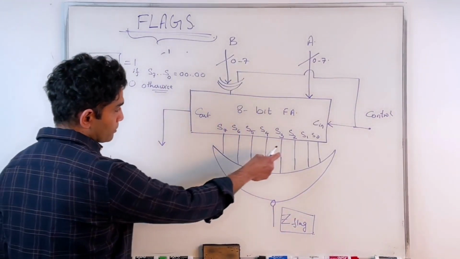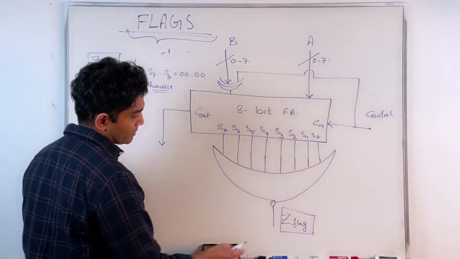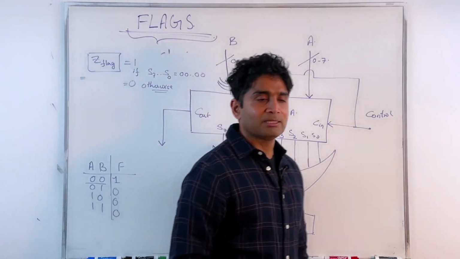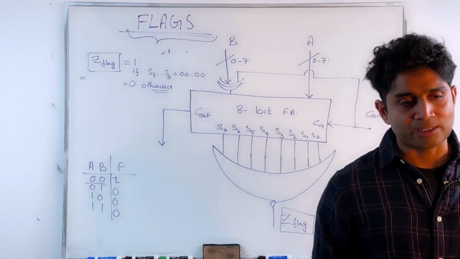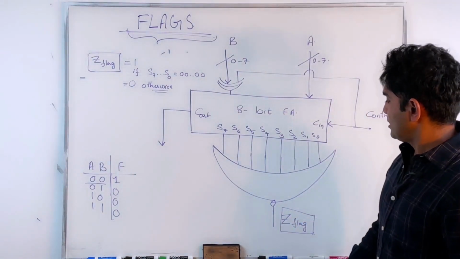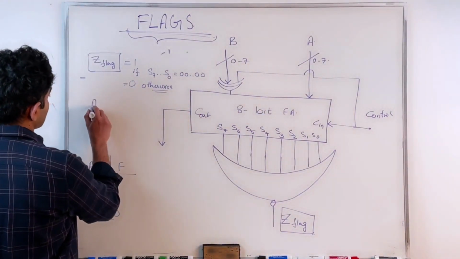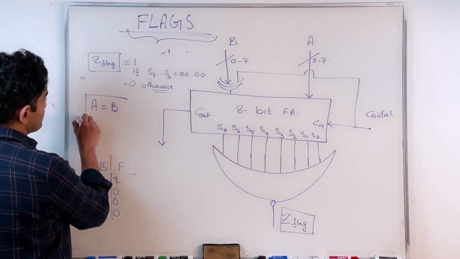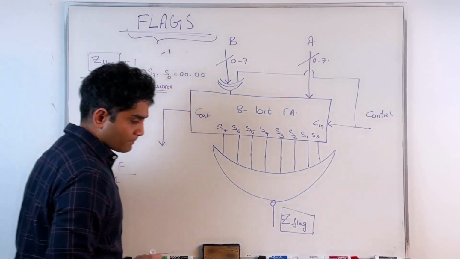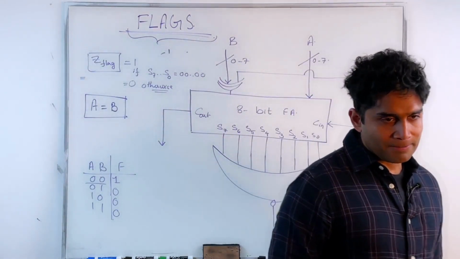So I don't have to look at individual bits. I can just simply look at the Z flag, A minus B operation, check at the Z flag, and if the Z flag is set, then I conclude that A is equal to B.